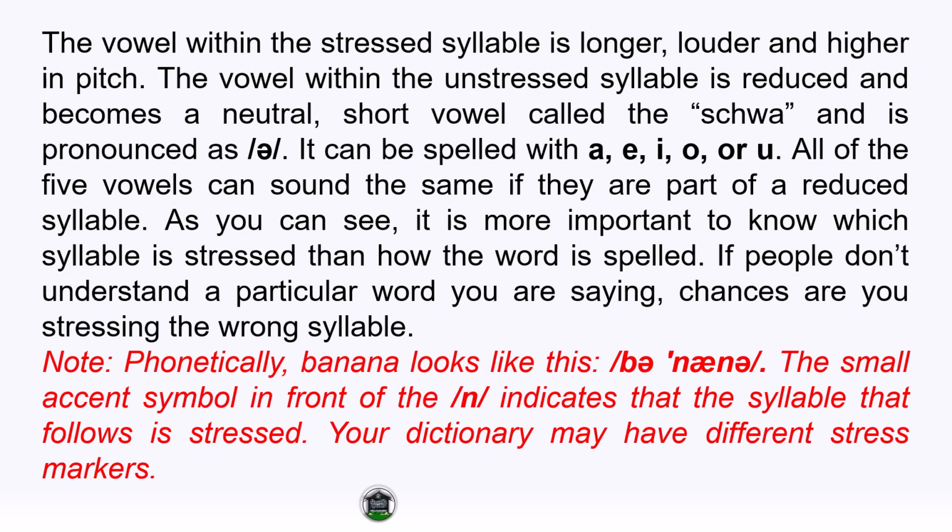The vowel within the unstressed syllable is reduced and becomes a neutral short vowel called the schwa and is pronounced as uh. It can be spelled with A, E, I, O, or U. All of the 5 vowels can sound the same if they are part of the reduced syllable. As you can see, it is more important to know which syllable is stressed than how the word is spelled. If people sometimes don't understand a particular word that you are saying, chances are you're stressing the wrong syllable.